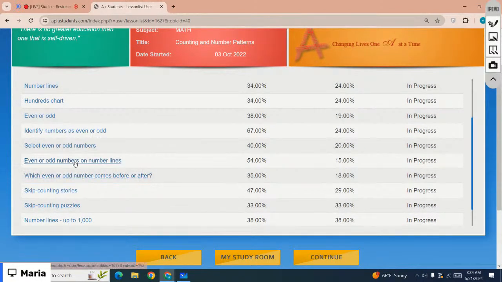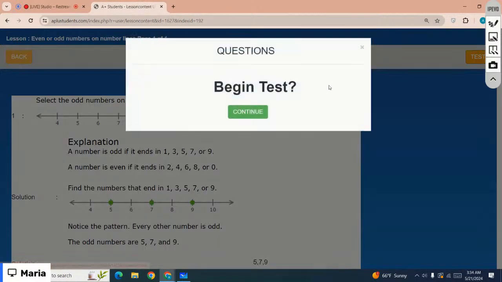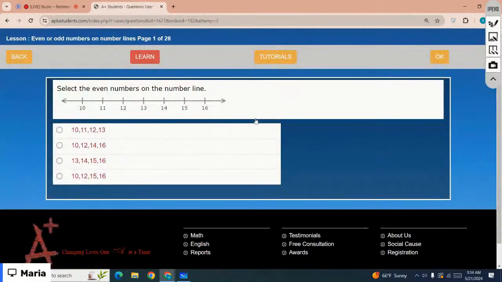which are even or odd numbers on number lines. Okay, so let's just start with the test questions because we already know about even or odd numbers. Select the even numbers on the number line. So you have to select the even numbers that are on the number line. So which is the correct option?